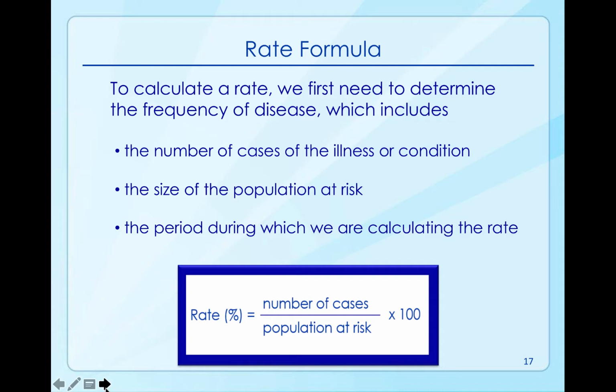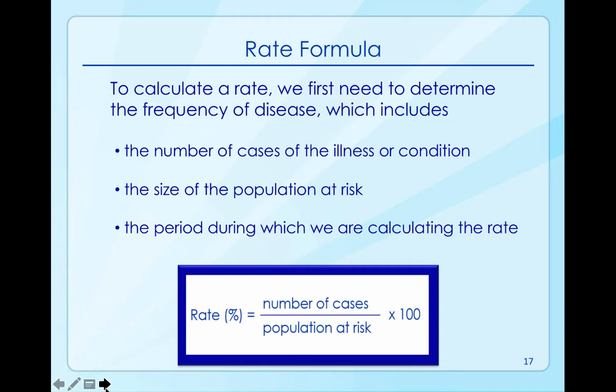So, how do we calculate a rate? We first need to determine the frequency of the disease, which includes, as you can see here, the number of cases, the size of the population that's at risk, and the period of time in which we are calculating the rate. After the frequency of that disease is identified, the illness rate is calculated by dividing the number of cases of disease for the selected time period by the population at risk. This formula provides the number of cases as a percentage of the population in a given time period, and that's really what we're looking at.